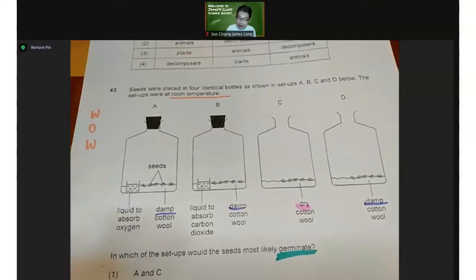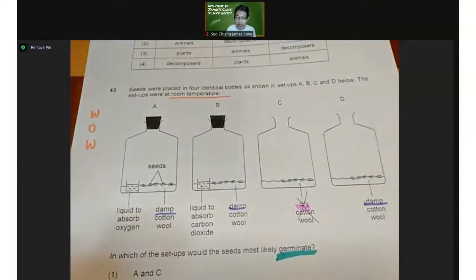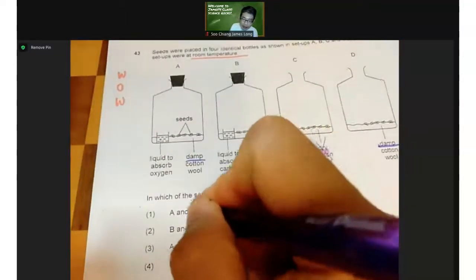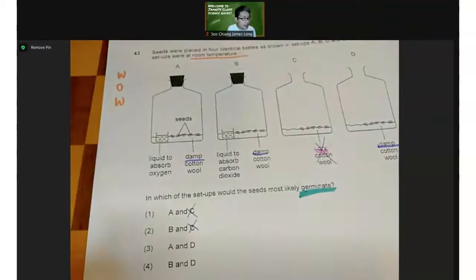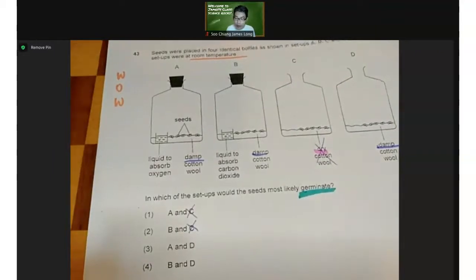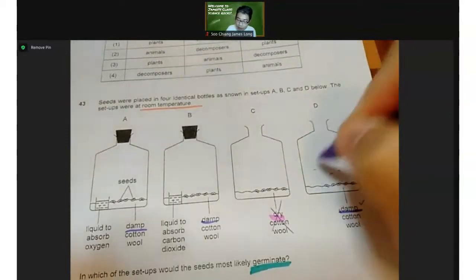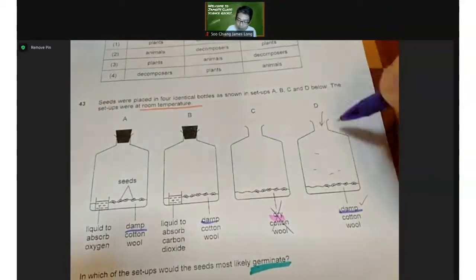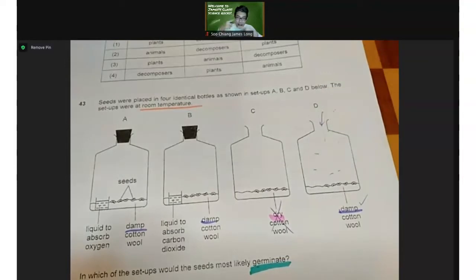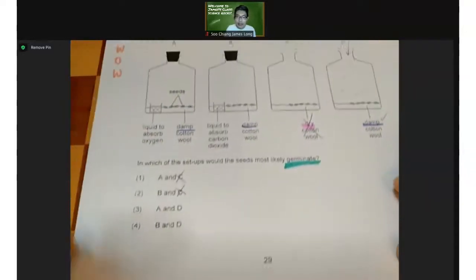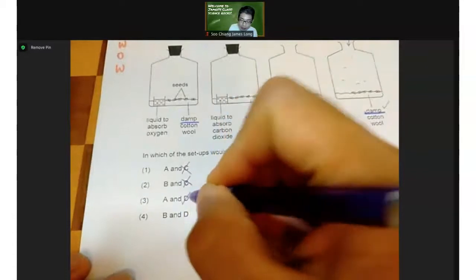Let's take a look. Dry, I can already count this out, so C is out. If C is out, then of course 1 and 2 must be counted out. So I see damp cloth, I have water, and the bottle is not stoppered, right? So air can be exchanged here, enough air all the time. So there's always oxygen present. So the seeds in D definitely can germinate. Therefore, this option here definitely is possible.